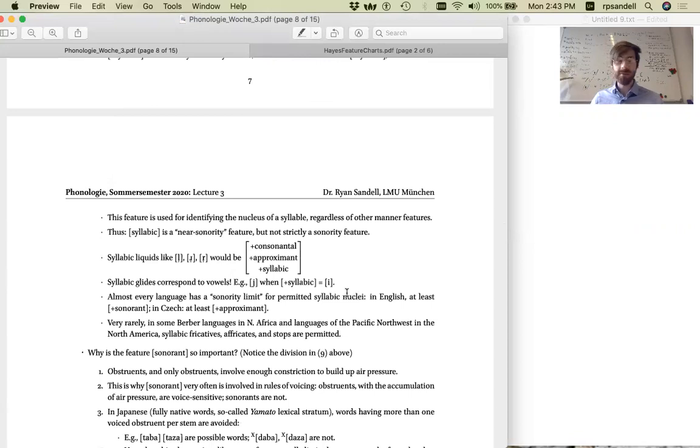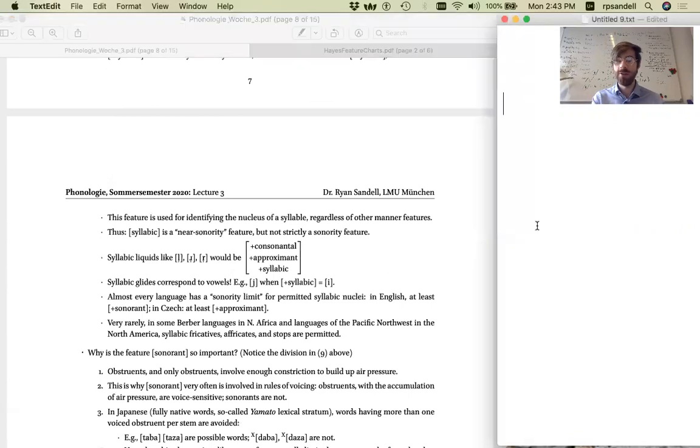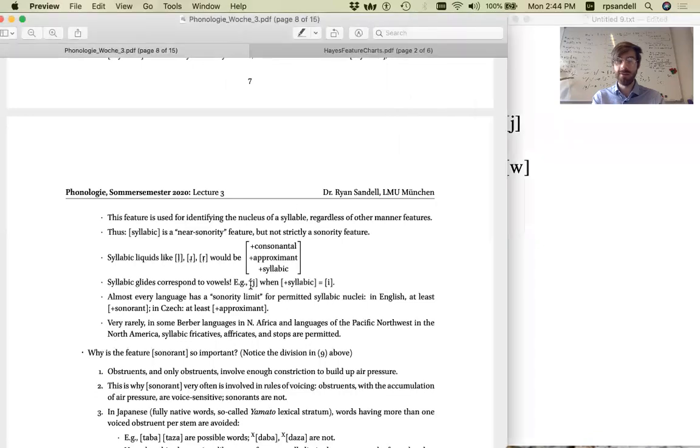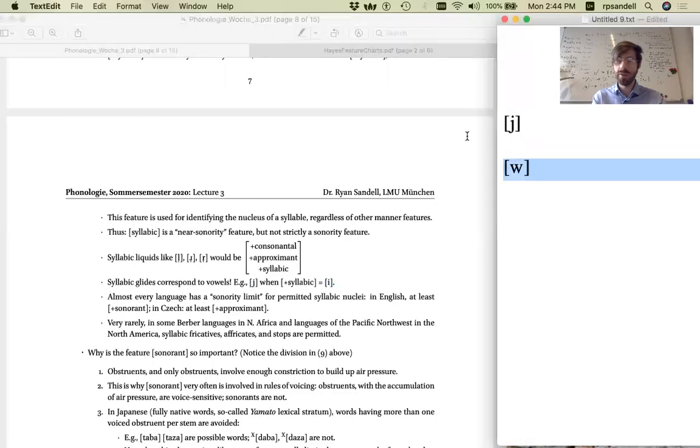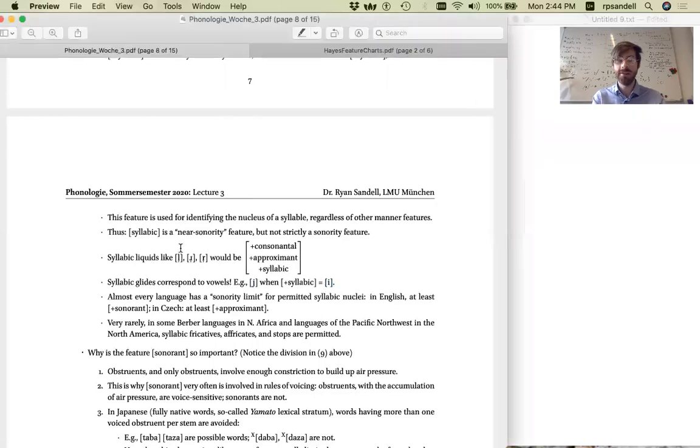And a reason why, in general, you won't find glides being indicated as syllabic either is that the usual sorts of glides, two of the most common glides, the palatal glide ya and the labiovelar glide wa, essentially correspond to vowels. So for instance, the glide ya corresponds to the high front vowel i when it becomes syllabic.